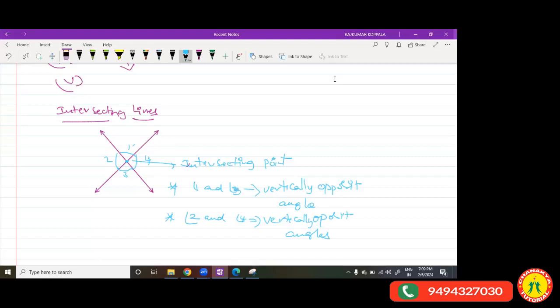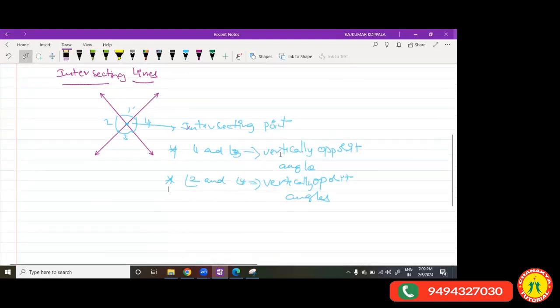And then you can see whether angle 1 and angle 2 are adjacent or not. Here, this angle and this angle are divided by the same line only. So they are called adjacent angles.